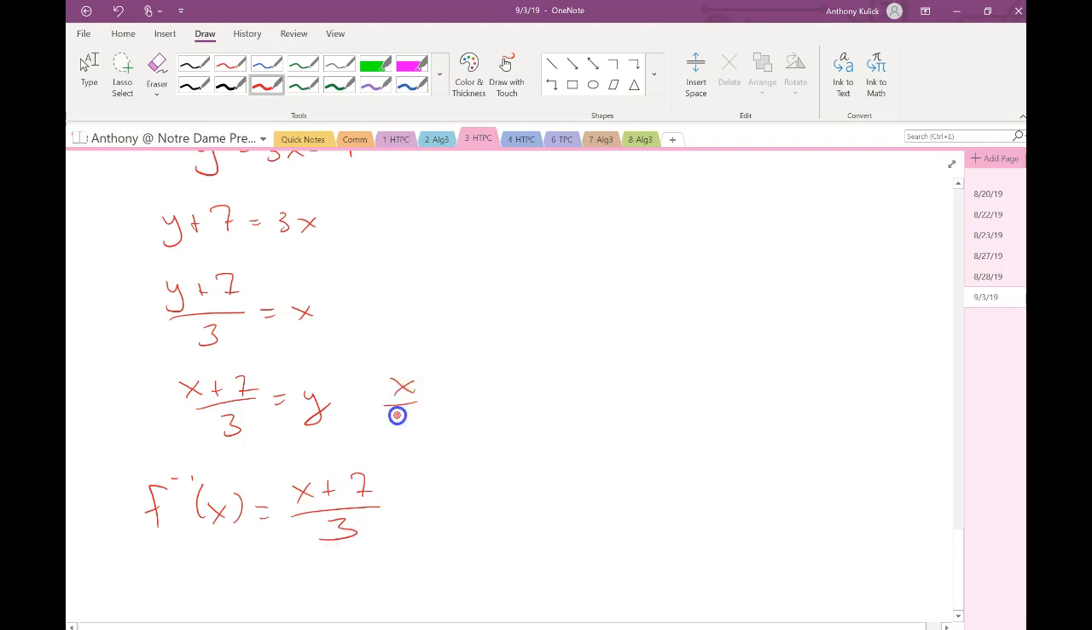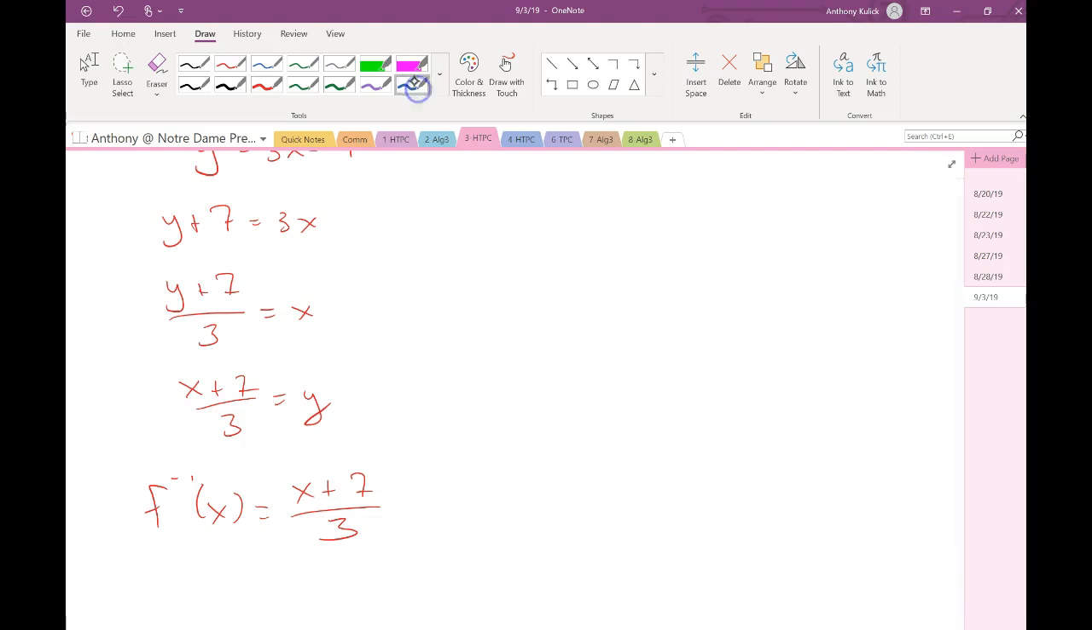And certainly if you wrote this as x over 3 plus 7 over 3, that's fine too. If your instinct would have been to write it that way, no big deal. Doesn't matter to me. Six of one, half a dozen of the other. They're both equally correct. Does that look familiar to you guys?